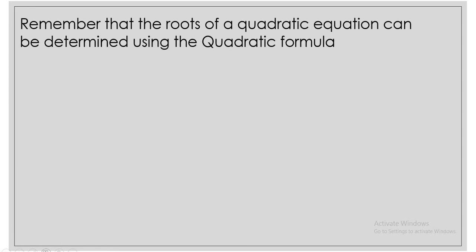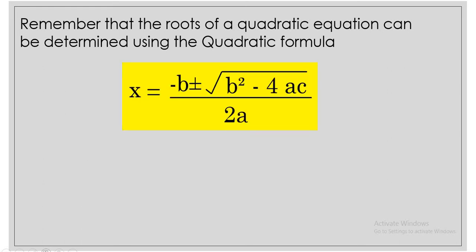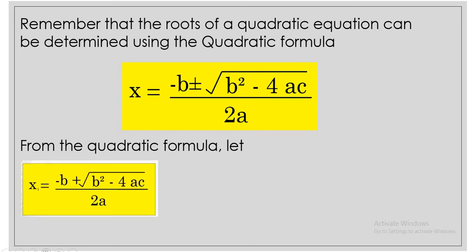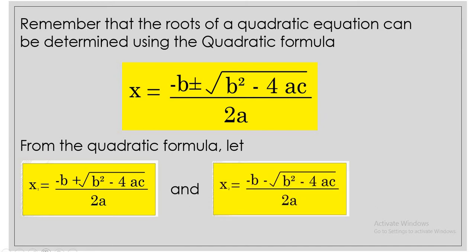Remember that the roots of a quadratic equation can be determined using the quadratic formula. x is equal to negative b plus or minus the radical of b squared minus 4ac all over 2a. From the quadratic formula, let x sub 1 is equal to negative b plus the radical of b squared minus 4ac all over 2a, and x sub 2 is equal to negative b minus the radical of b squared minus 4ac all over 2a be the roots.